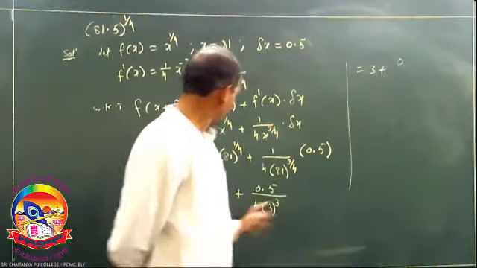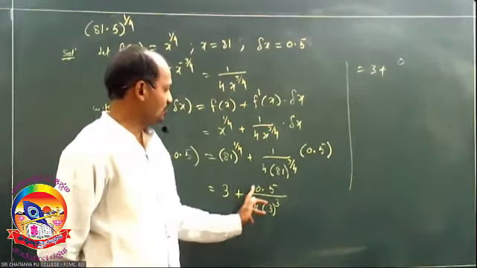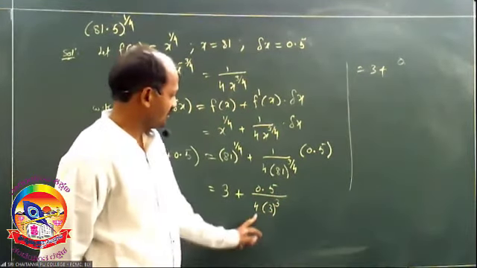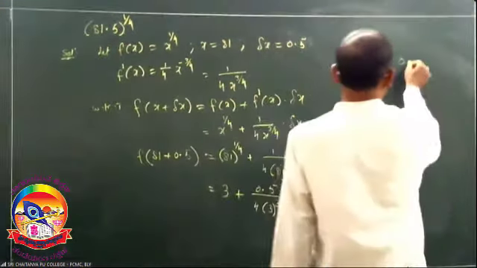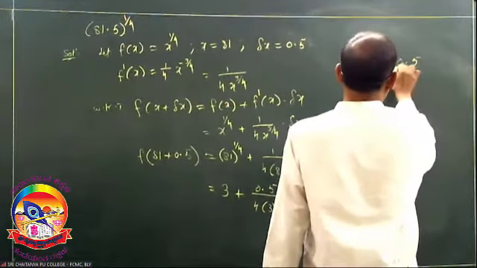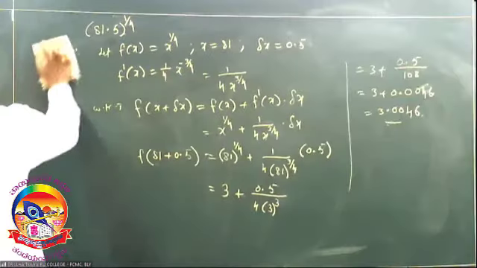3 plus 0.5 divided by 4 into 27, that is 108. It is 3 plus 0.0046, which is 3.017. It is the answer, 3.017. Right. Next.